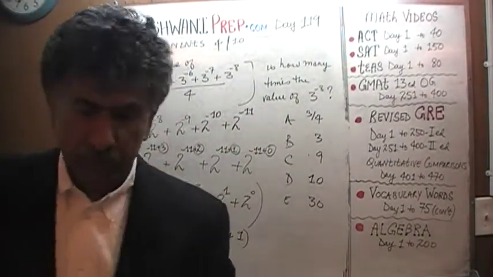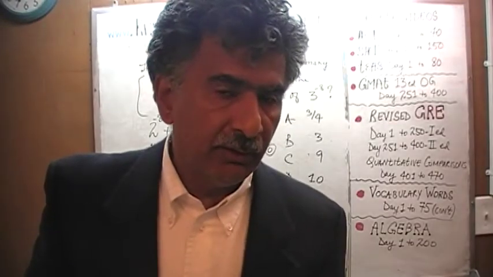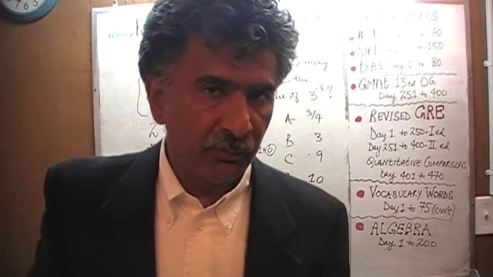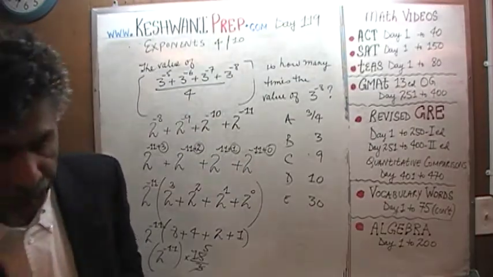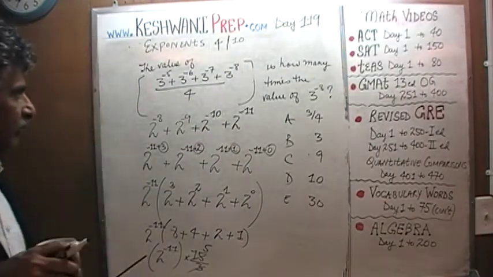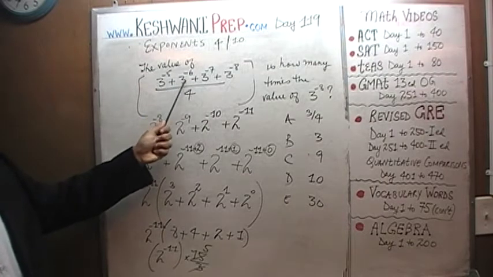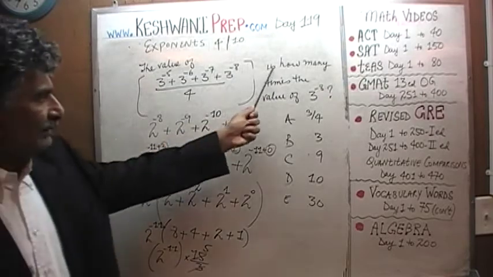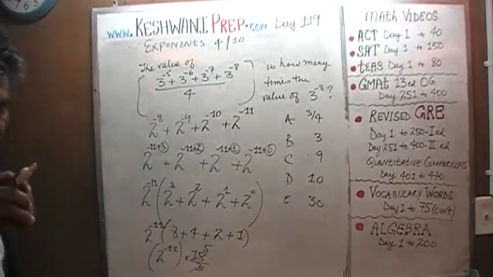I'm going to be quiet now. I want you to pause the video at this point, solve this problem yourself. Once you have solved it yourself, then and only then resume the video and compare your work against the work that you and I will do together in a few seconds time, as always, okay? I'll give you 5 seconds to pause and unpause the video. One more time, the value of 3 raised to negative 5 plus 3 raised to negative 6 plus 3 raised to negative 7 plus 3 raised to negative 8 divided by 4 is how many times the value of 3 raised to negative 8? And these are the answer choices.